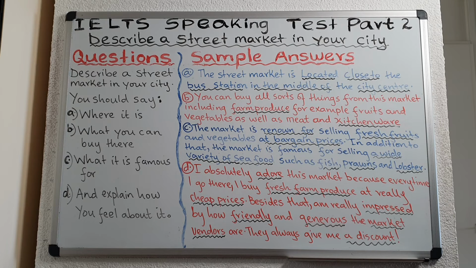They always give me a discount. Now, when you get a discount, it means that you pay a lower price than the price that the market vendor is selling their product. For example, if the product is £1 per kilo, they sell that to you at 70 cents, let's say, for example, instead of £1. So you get a discount of 30 cents.